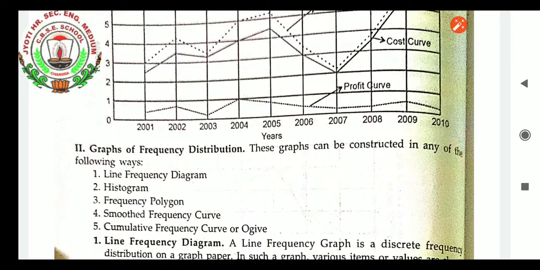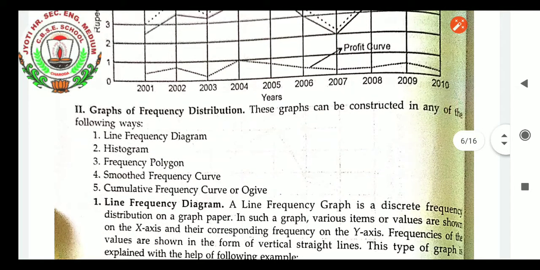So, the line frequency diagram. When we say line frequency graph, students, it is that graph in which the frequency is shown with the help of lines. It means we point out the particular data in the graph, and then we make a straight line to connect the frequency of the particular data.